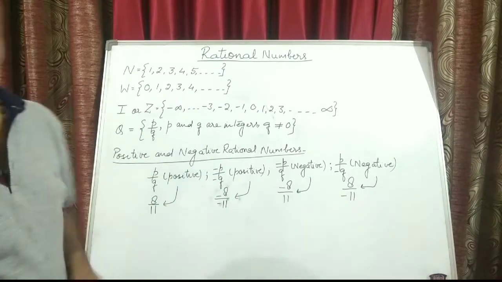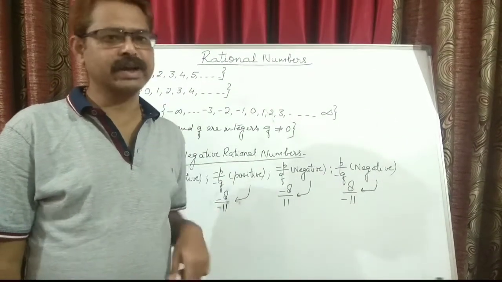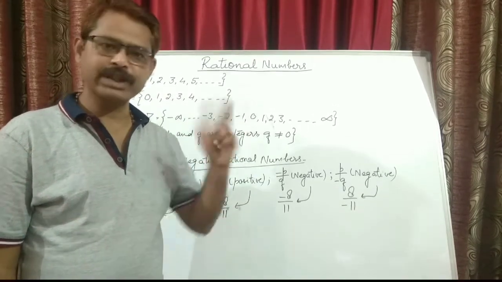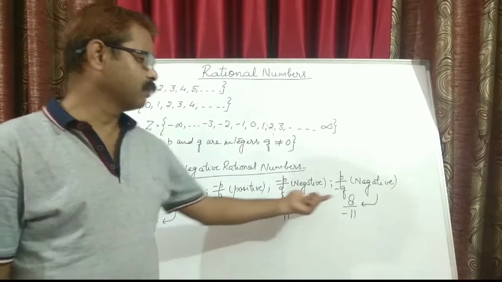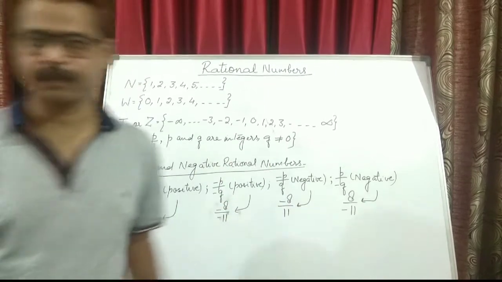So one thing you need to learn is that if the signs of numerator and denominator are both positive or both negative, it will be a positive rational number. If the signs are different, in the numerator or denominator, then it will be a negative rational number.